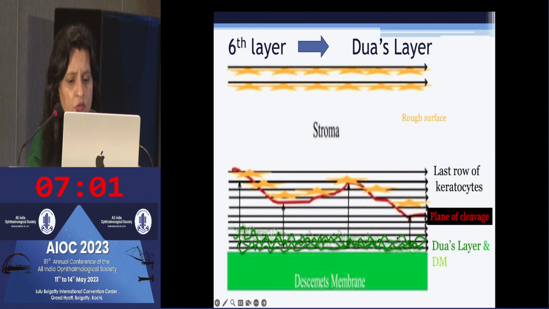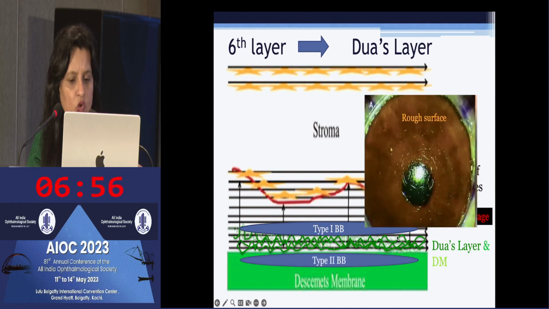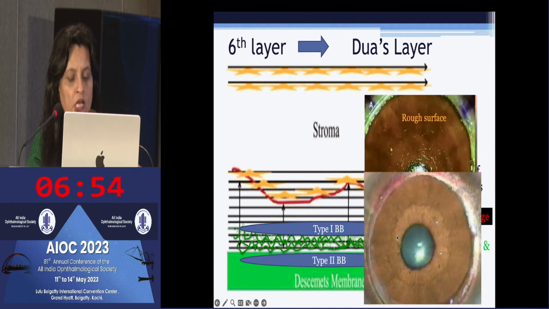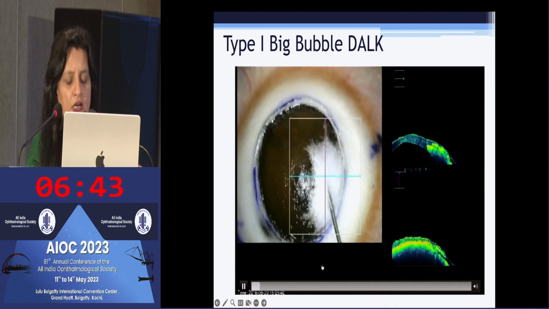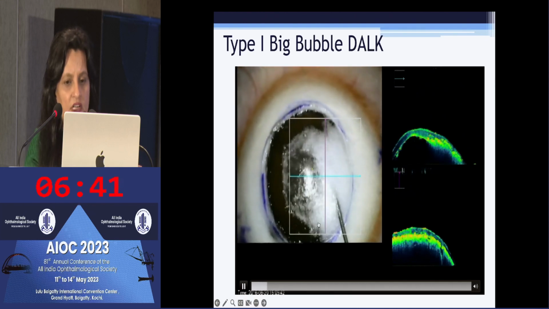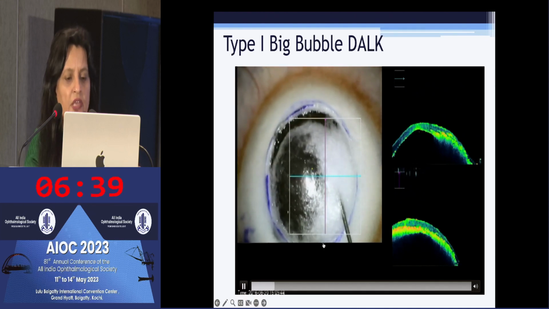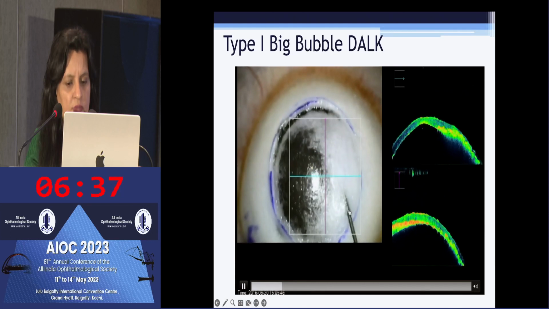And you can do the big bubble. It could be a type 1 big bubble such as this, or it could be a type 2 big bubble which is there just above the Descemet's membrane, or type 1 big bubble is just above the Dua's layer. And when you're doing it, this is a partial thickness trephination which is already done in a keratoconic cornea, and the air bubble is instilled in the supradescemet's membrane compartment.